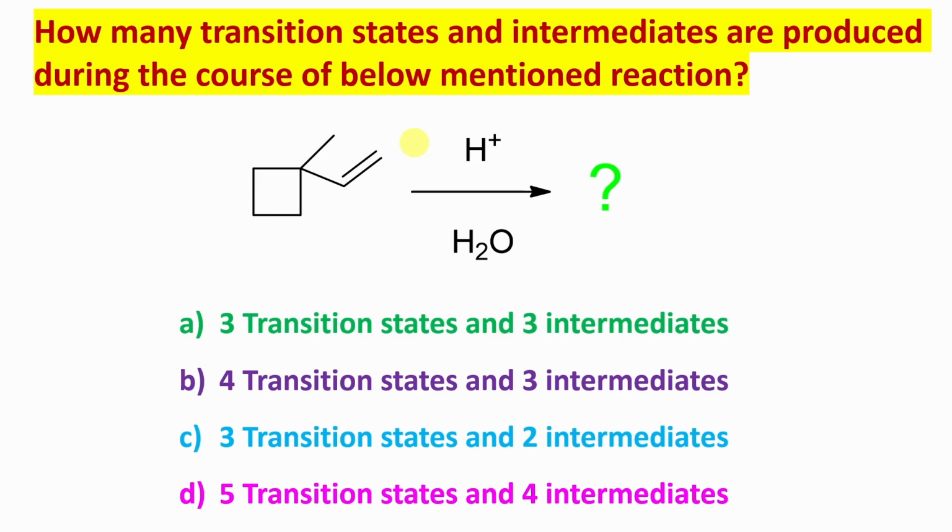Now, students, if you read this question, how many transition states and intermediates are produced during the course of this reaction? So it's a number of transition states and intermediates. Remember, this question is actually a mechanism based question. So you should remember the mechanism of some reactions, otherwise you may miss this. So for that purpose, I suggest please read this part.